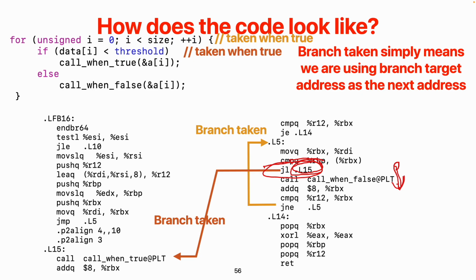So one thing I want to say here is that, for example, this one is actually taken when true, but I could also generate some code where taken is not true, right? So it's taken or not taken. It's based on whether we are changing the direction or not. That's the terminology of branch taken or not taken.